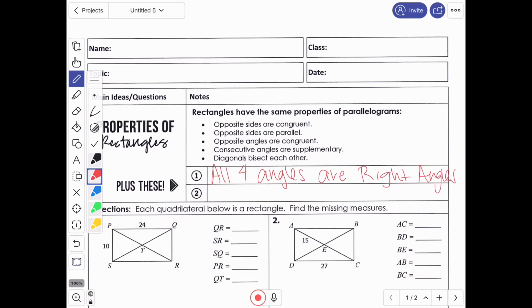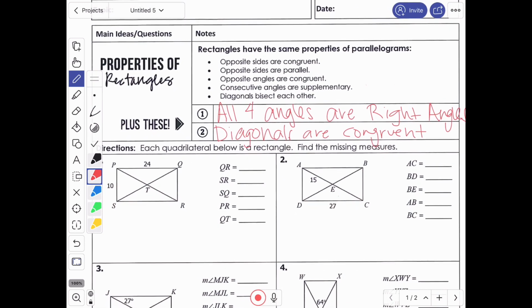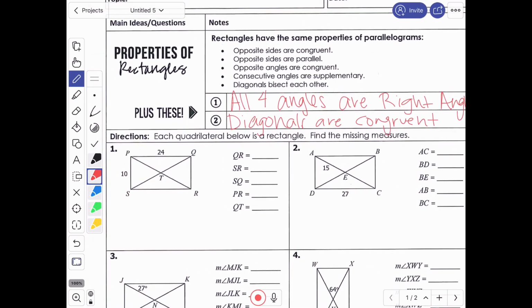Okay, the second thing that's kind of new is that the diagonals are congruent. So not only are they bisecting each other, but they're also going to be congruent. We didn't always see that with parallelograms. So diagonals are congruent. So using those, we're going to do some problems with a bunch of different types of rectangles. So I'm going to do all the odds, and then you're going to do the evens, okay?